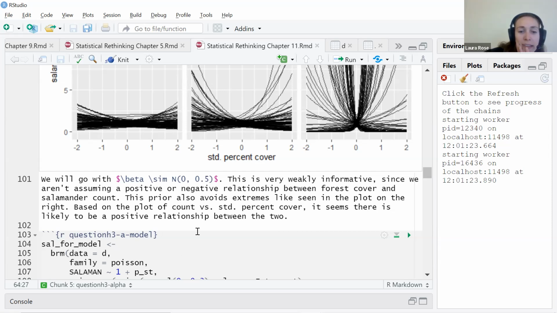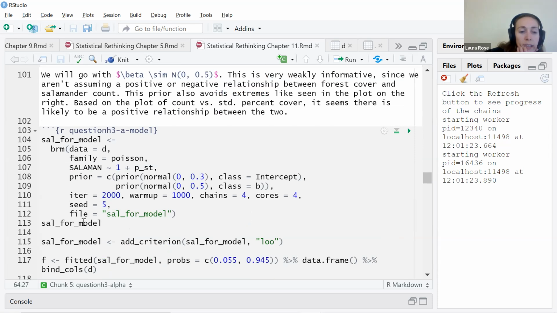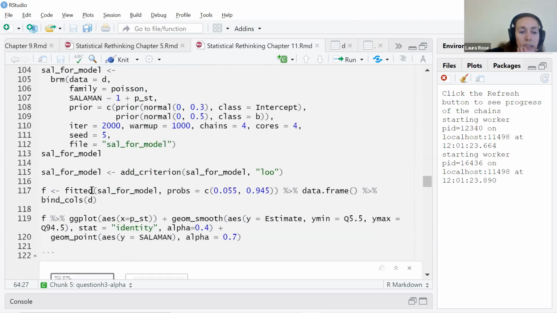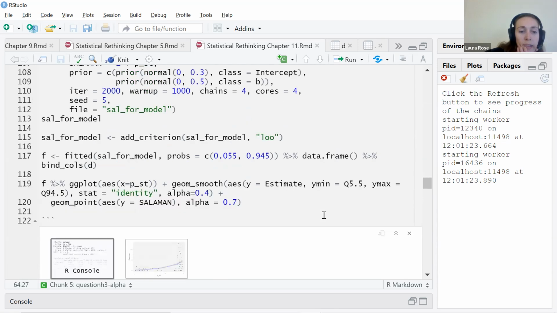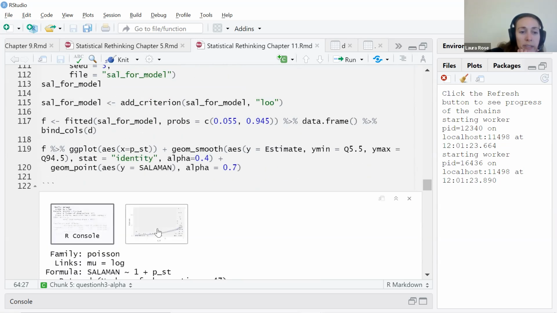So then I basically am saying that. Okay, so the BRM model here is salamander count by the standardized percent cover, and I'm setting these priors right here. And then, yeah, this is the output. Everything converged. We have a strong positive relationship, well, relatively strong positive relationship.